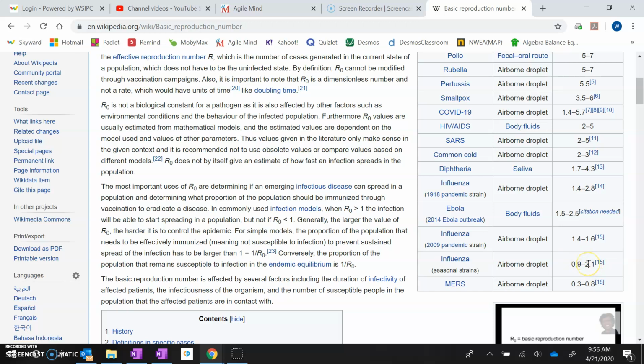Whereas the influenza, you can see right down here, COVID is up here, 1.5 to 5.7. The normal influenza is somewhere about 0.9 to 2.1. Seasonal strain, so it changes every season. And so these are really important numbers when we start looking at how a disease spreads and making predictions about how many people are going to have that infection as things spread.